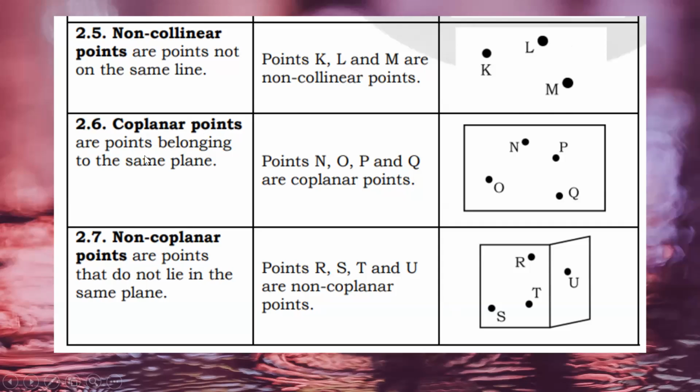Coplanar. Coplanar are points belonging on the same plane. So if we have collinear, we also have coplanar points. Just like this one, points N, O, P, and Q are coplanar points because they belong on the same plane. We also have non-coplanar points. These are points that do not lie on the same plane, just like this one. Points R, S, T, and U are non-coplanar points. Although R, T, and S are coplanar, since you have U here, that makes them non-coplanar because one of them does not belong on the same plane.